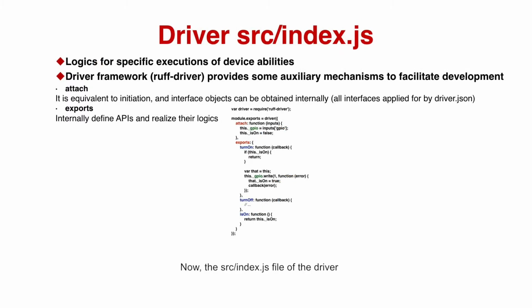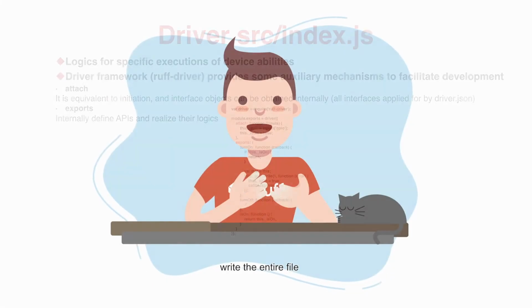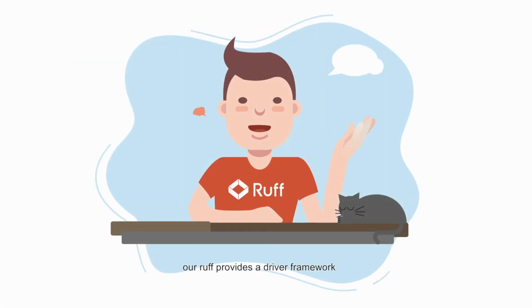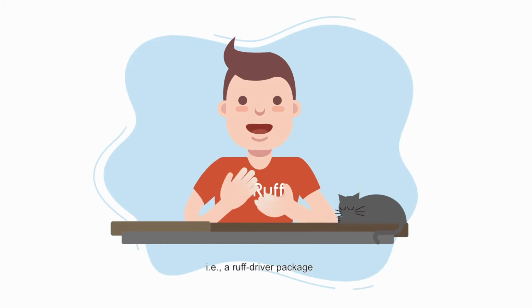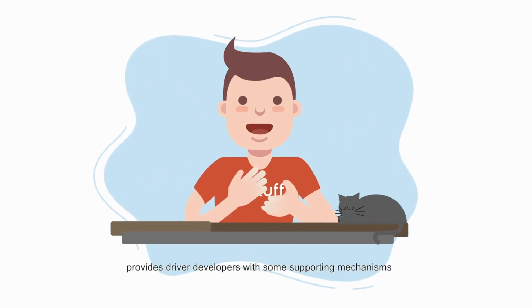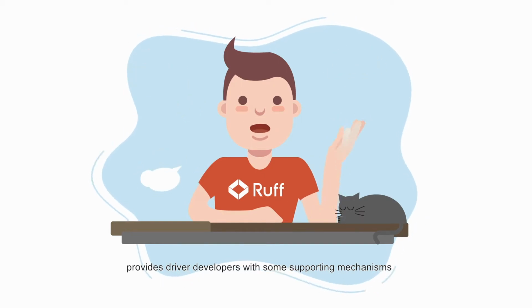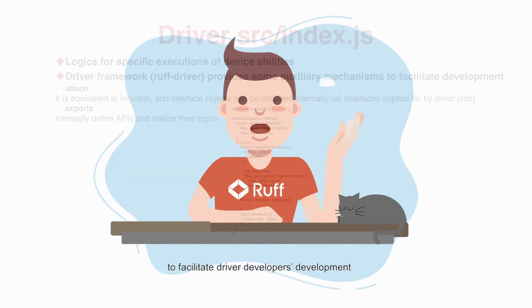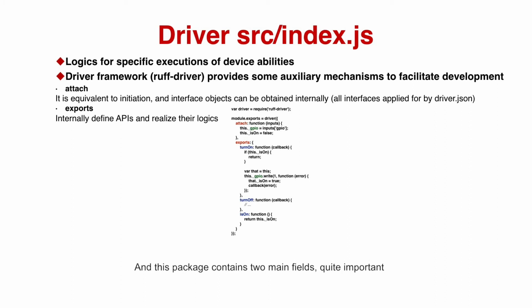Now, the src/index.js file of the driver. Its effect is to realize some logics for specific execution of the device. And when we write the entire file, our rap provides a driver framework, i.e., a rap driver package. And this framework provides driver developers with some supporting mechanisms to facilitate driver developers' development. And this package contains 2 main fields, quite important.